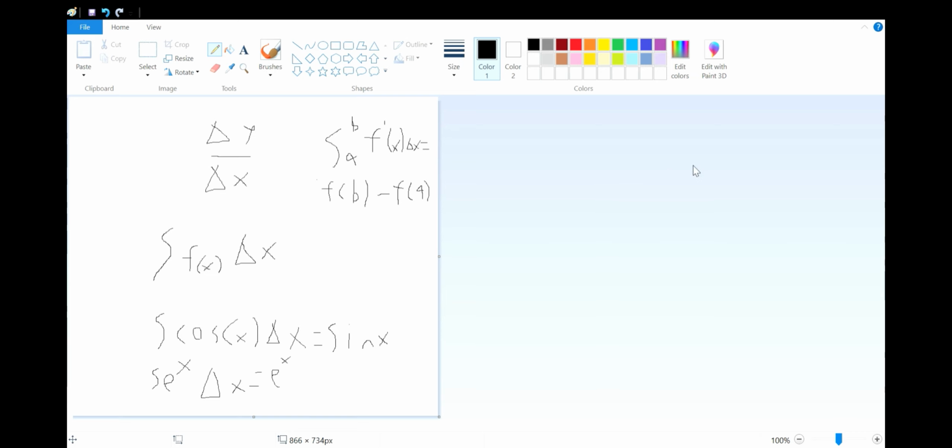So for example, the definite integral of Euler's number raised to the power of x would be Euler's number raised to the power of location B minus Euler's number raised to the power of location A.